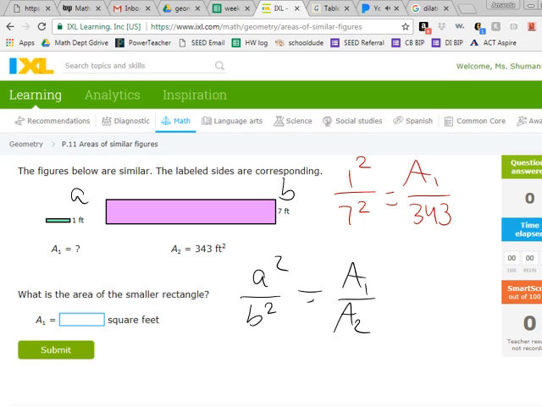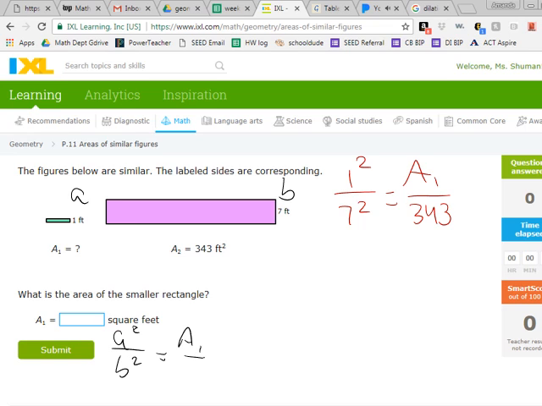So again, we're going to multiply this out. Let me get this out of the way. We'll put this over on the side so that we know what it is: A squared over B squared equals A1 over A2. Alright, 1 squared is 1 times 1, which is 1. 7 squared, 7 times 7, is 49, equals A1 over 343. Again, we are going to cross multiply them across.